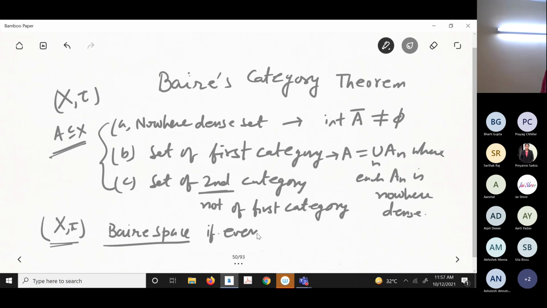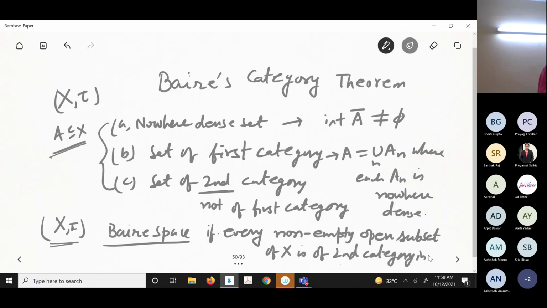every non-empty open subset of X is of second category in X. Then it means (X, tau) is a Baire space. So you need that: the definitions of nowhere dense set, first category, second category, then Baire space. My job is to prove that every complete metric space is a Baire space.